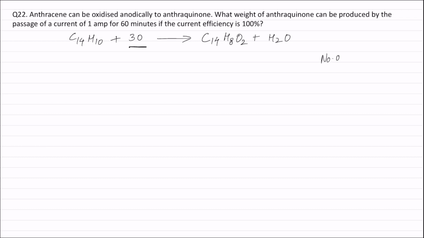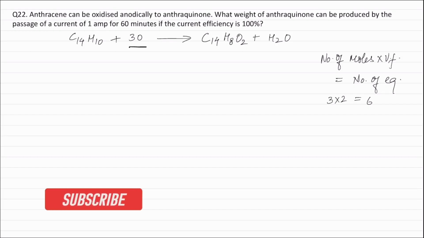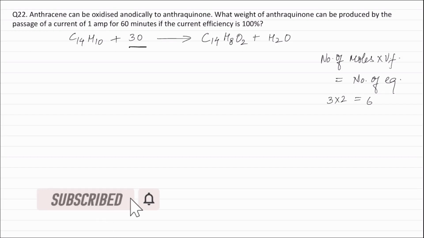Now, number of moles into valency factor is equal to number of equivalents. Here, number of moles of oxygen atoms is 3. Valency factor of oxygen is 2. Therefore, number of equivalents of oxygen will be 3 into 2, which is equal to 6 equivalents. Therefore, 6 equivalents of oxygen will react with 6 equivalents of anthracene to form 6 equivalents of anthraquinone.